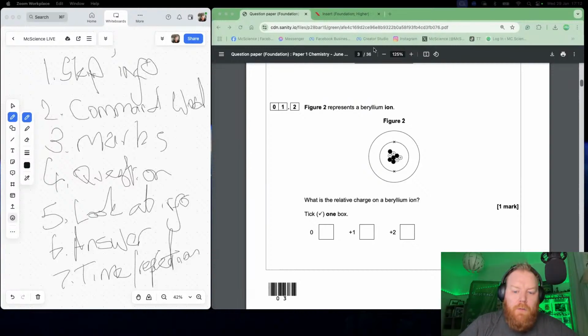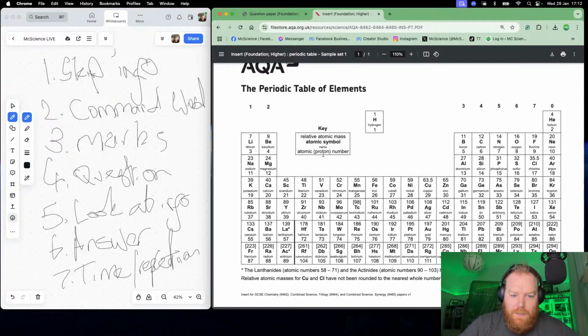If you sit there and go, well, I've got no clue, this is a perfect time to go to your periodic table. Again, we can do a couple of very simple things here. On the periodic table, we've got the numbers along the top, and beryllium is located here. Beryllium is in group 2, which means it has 2 electrons in its outermost shell.